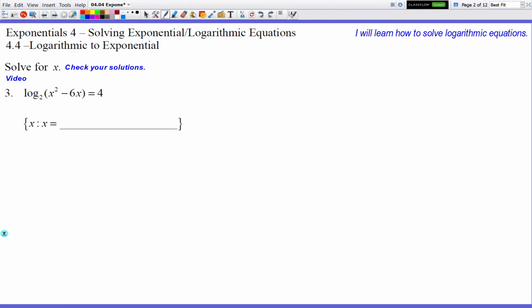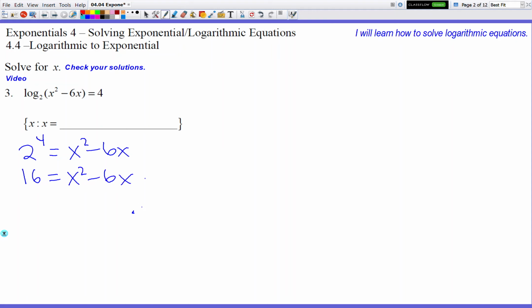Okay, so next problem. We're going to switch forms again. So my base is 2. Okay, so my base is 2, my power is 4, and it's going to be equal to x squared minus 6x. Okay, so now it's going to get a little more complicated because we have x squared. So we're going to solve for quadratics eventually. So let's start simplifying what we got. So 2 to the 4th power is 16, equals x squared minus 6x.